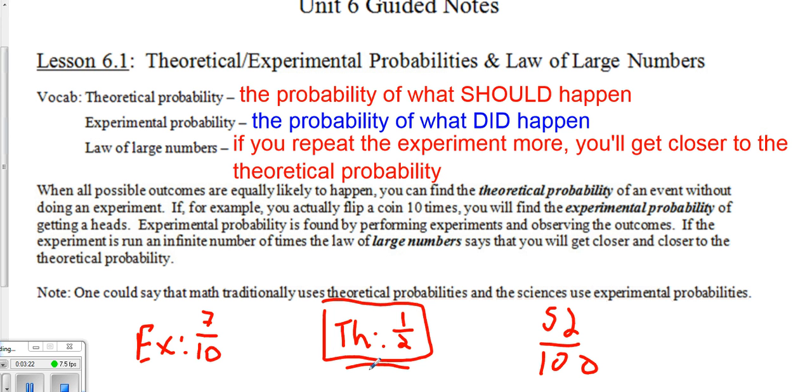Also, a note to think about: one could say that math traditionally uses theoretical probabilities, so we're looking at this one, whereas most sciences, biology, chemistry, even psychology or sociology, normally use experimental probabilities.